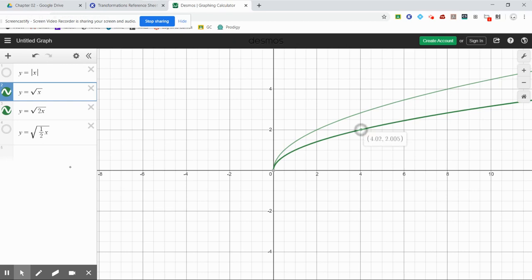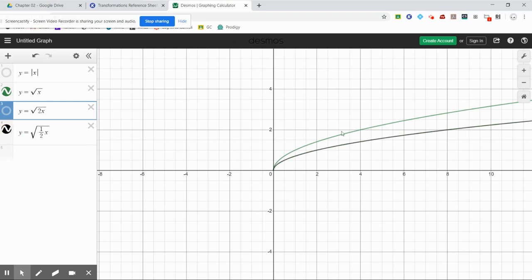What used to be at 4 would now be over here at 2. So it pulls it half as far away from that y-axis. It pulls it towards that y-axis half of what it used to be. And the same thing with, if you multiply by the 1/2, it makes it twice as far away. So what used to be here at 4 is now over here at 8.